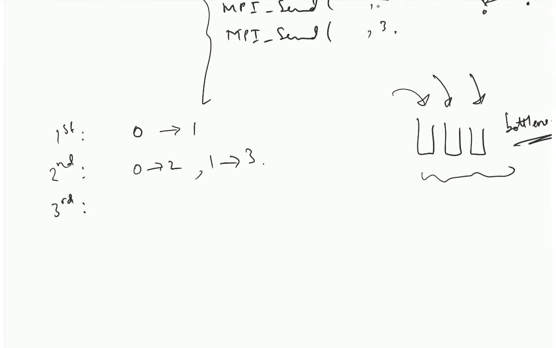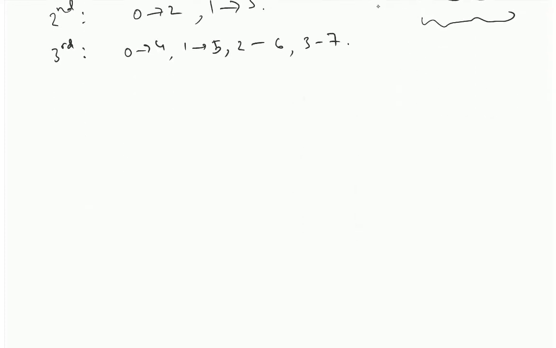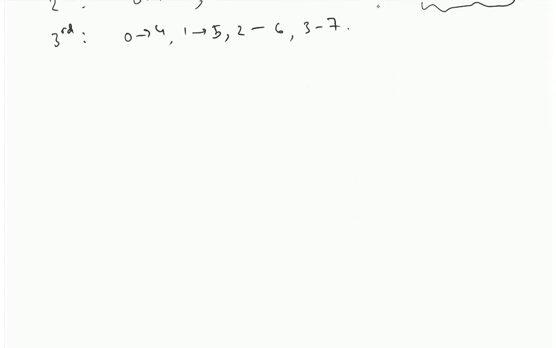So in the third iteration, what are you going to do? Well, 0 will send to 4, 1 will send to 5, 2 will send to 6, 3 will send to 7, and that's it. Yeah? Clear? Simple? Okay. How do we implement this now? So let's just quickly write a small MPI program to implement this.